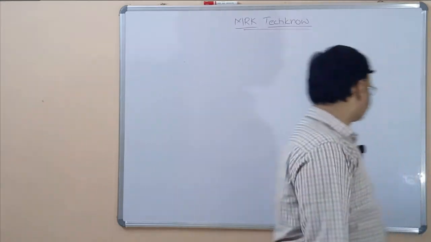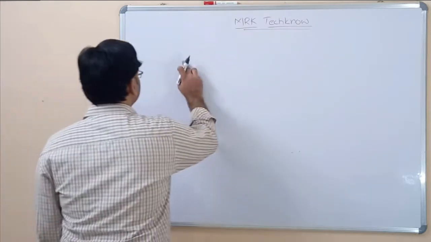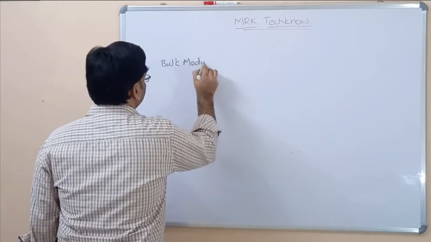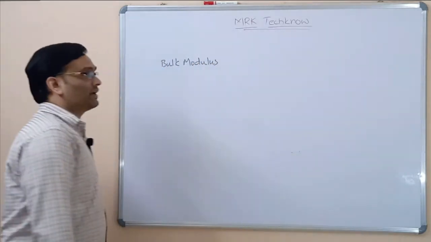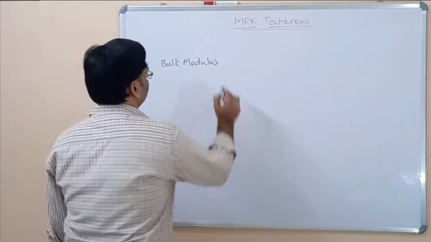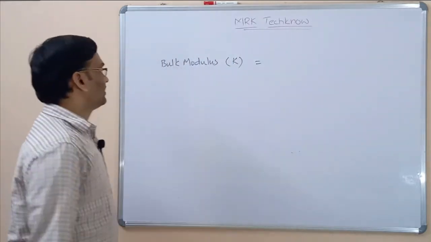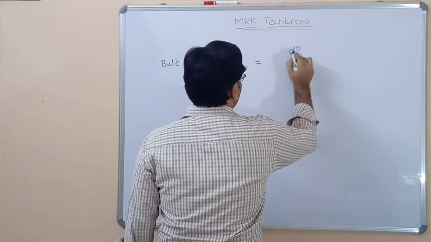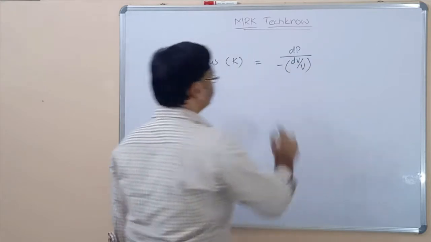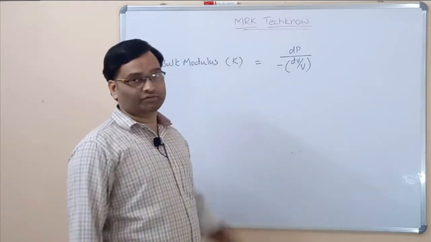And another property which we are going to discuss is bulk modulus, which is very important in defining the low speed aerodynamics and high speed aerodynamics categories. Bulk modulus is generally represented with K, which is written as dP by dV by V: change in pressure divided by change in volume to original volume.